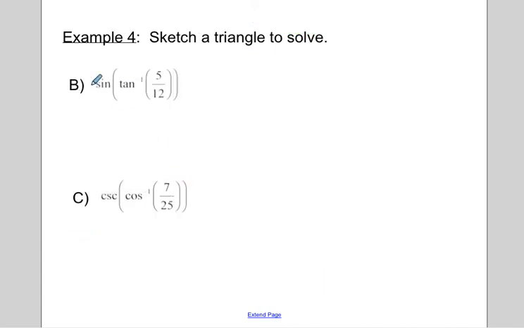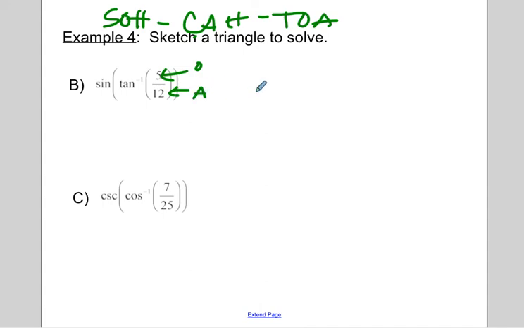So B. Okay, they tell us to find sine of tangent inverse of 5 over 12. Well, I have tangent. So I know my opposite and I know my adjacent. So I'm going to draw a right triangle. Label this theta. Doesn't matter where you label theta as long as it's not the right angle. My opposite of it is 5 and my adjacent is 12. Okay, remember this is my hypotenuse across from the right, so this is 12.